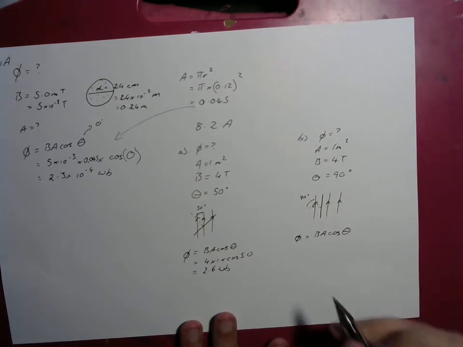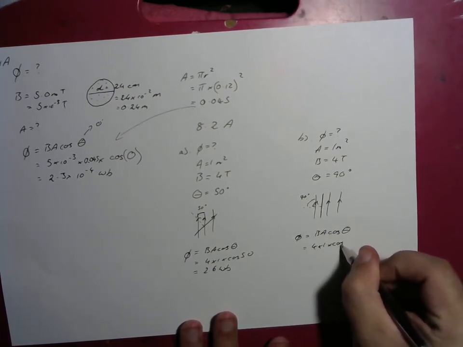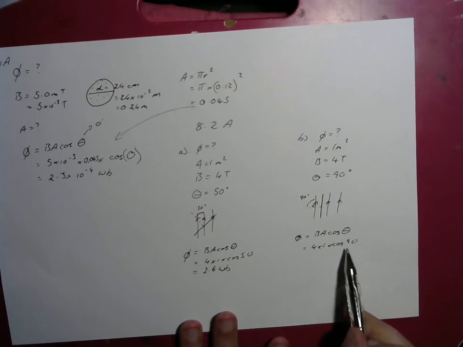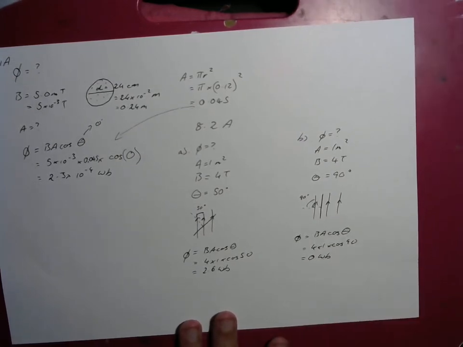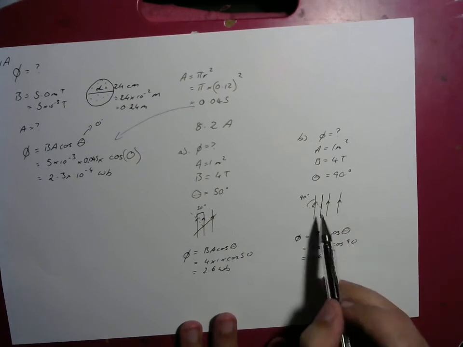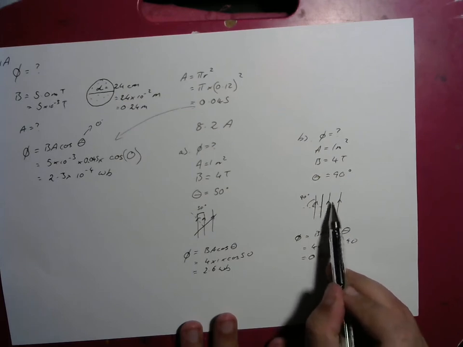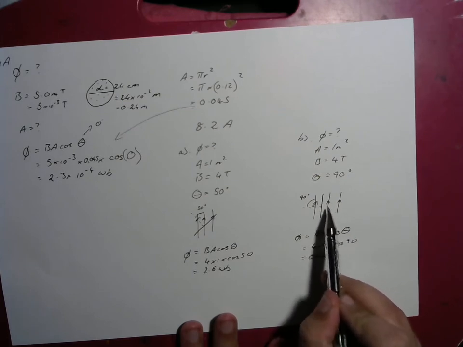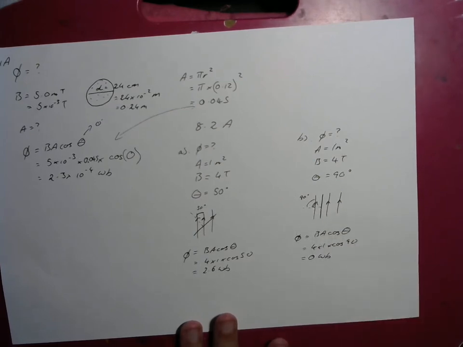And having a look at the other one here, well, the same formula. Let's plug in our numbers. 4 times 1 times the cosine of 90, and the cosine of 90 is equal to 0, so our answer here will just be 0 Webers. Okay, so this is saying that because the area is parallel to the field, or the perpendicular vector is at 90 degrees to the field, we have a situation here where it's just equal to 0.